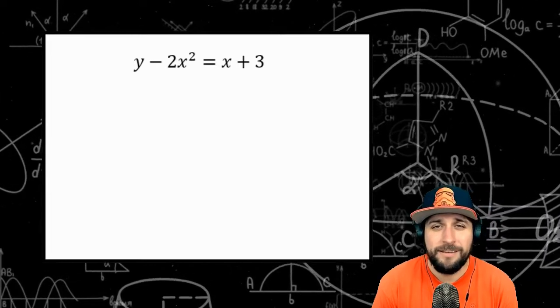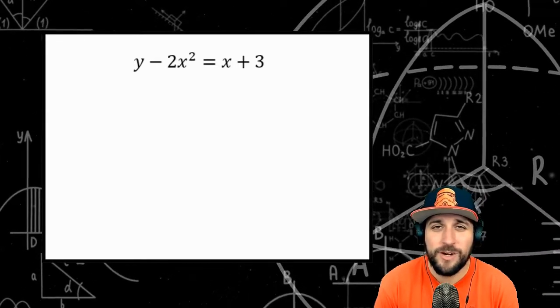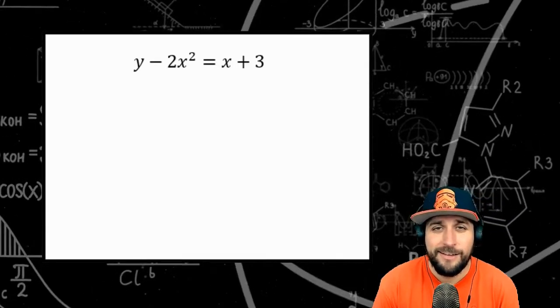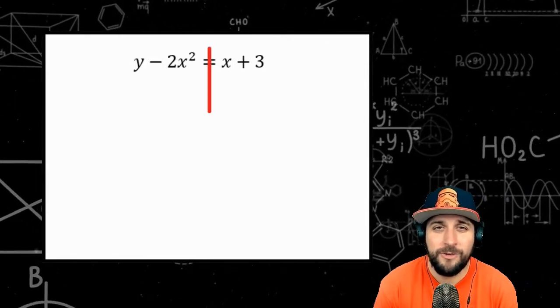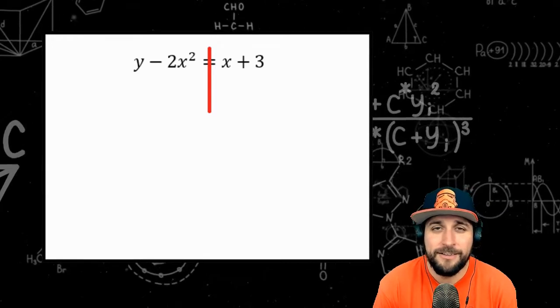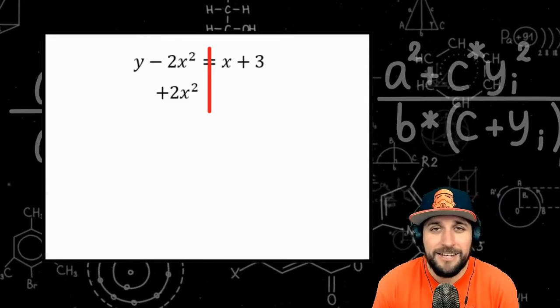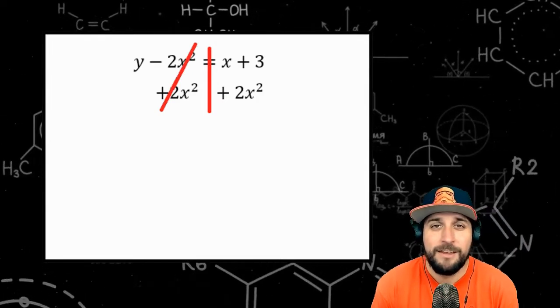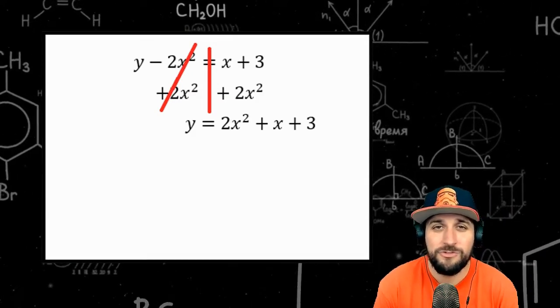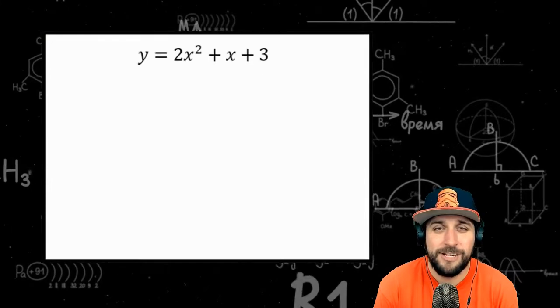On example B, the equation is y minus 2x squared equals x plus 3. It's not written in standard form. For standard form, we have to have just y equals, so I've got to move that minus 2x squared. To get rid of it, I add 2x squared to one side of the equation, and I have to also do it to the other. Now it's in standard form, y equals 2x squared plus x plus 3.